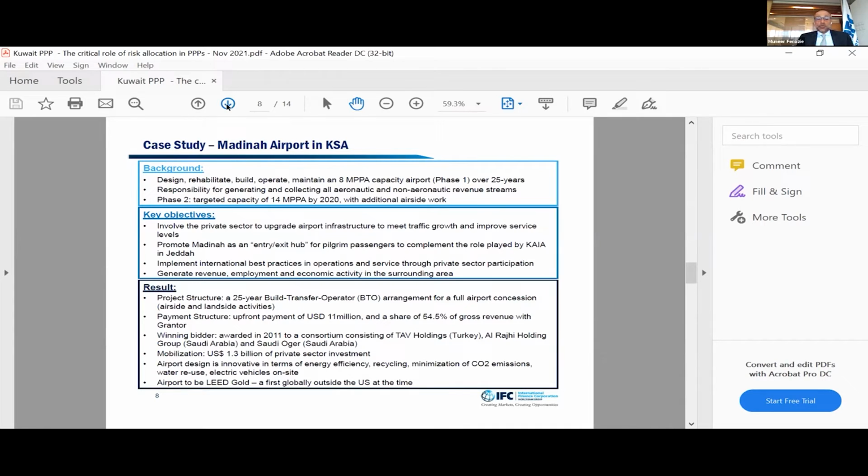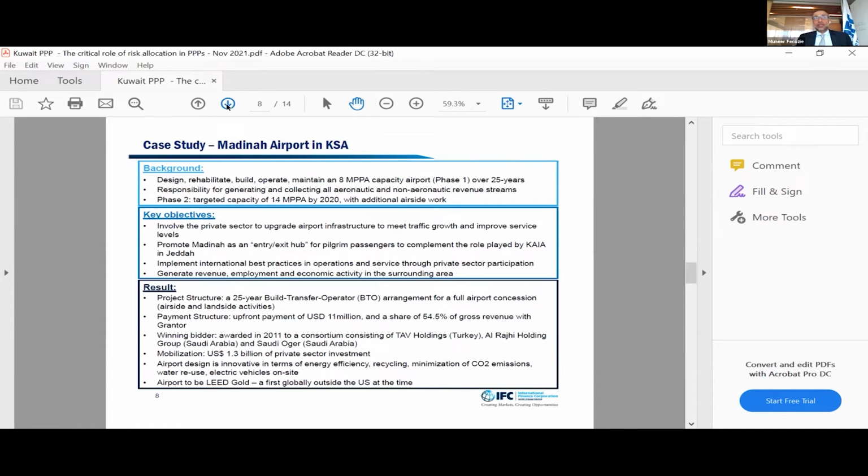The result, which we were very pleased with, was a 25-year BOT structure for a full airport concession. For every dollar the private sector made, 54.5% was passed on to the government of Saudi Arabia, so a gross revenue share of 54.5%. It was awarded to a quite sophisticated and experienced consortium of Turkish airports, Al Rajhi Holding, which is a major player in the kingdom, as well as Ojer. There were other bidders as well, including Paris and Fraport. It mobilized about $1.3 billion in private investment.